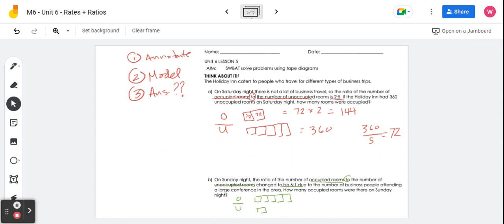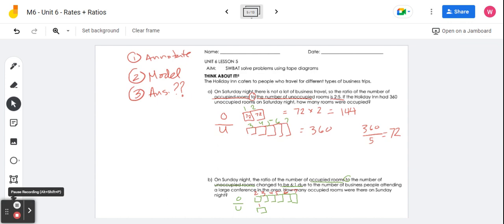So based off of what we just saw in this question, what do we see? Well, we see that the total number of parts here is 1, 2, 3, 4, 5, 6, 7 parts. And in our second question, once again there's 1, 2, 3, 4, 5, 6, and that last one makes 7 parts because it's 6 to 1. So the total number of parts hasn't changed. That means the total number of people hasn't changed.